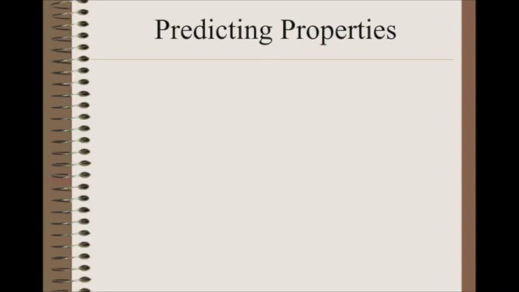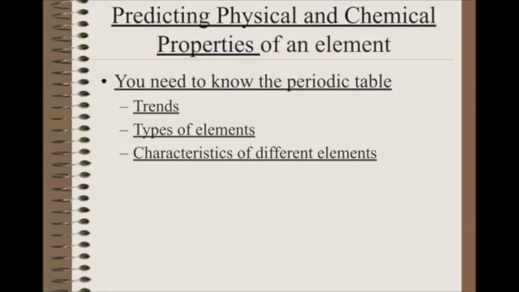It's very short. So, predicting physical and chemical properties, you need to know the periodic table. You need to know the trends. You need to know the types of elements and different characteristics. That's also including your electron configuration that we just talked about. So, make sure you type out what's underlined.